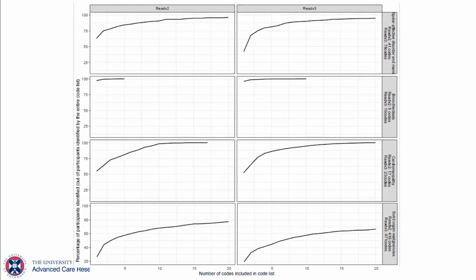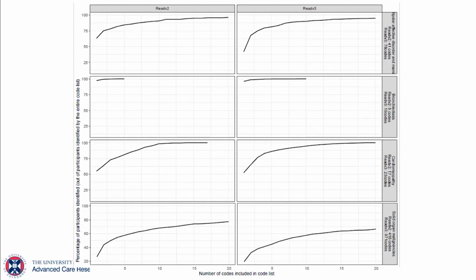Okay, so another way of looking at the same data. So this is 4 conditions: bipolar disorder at the top, bronchiectasis, cardiomyopathy, and solid organ malignancies. And what it's showing is how many people would you identify by including 1, 2, 3, 4, 5 codes, etc. And we only go up to 20.